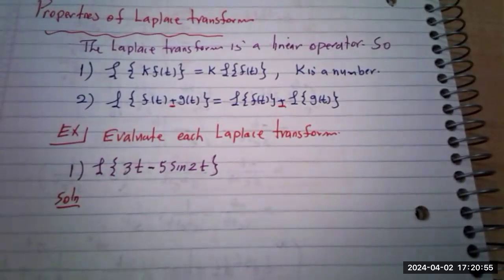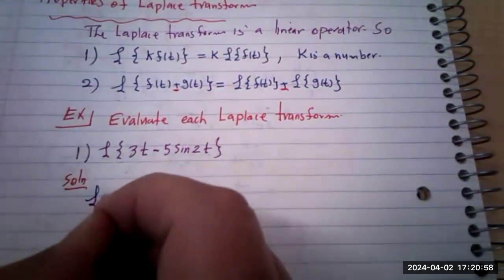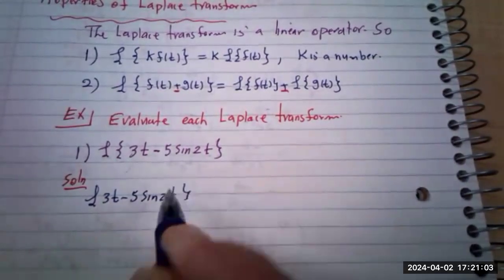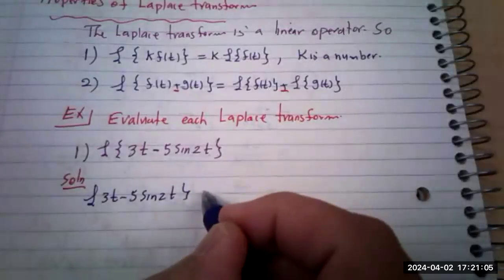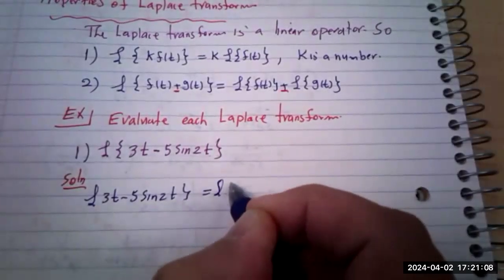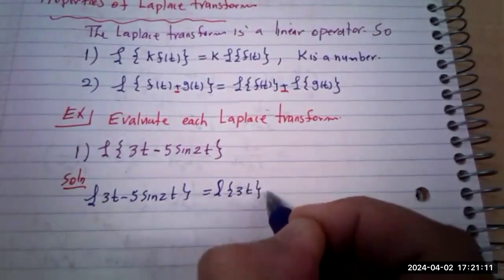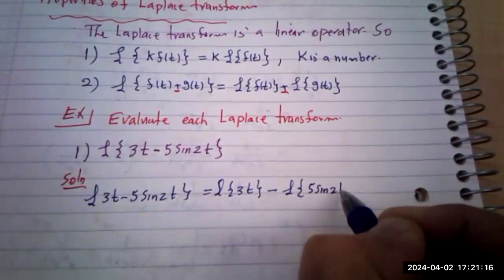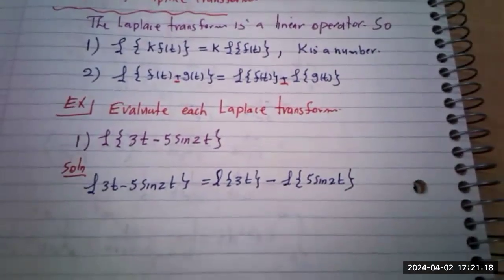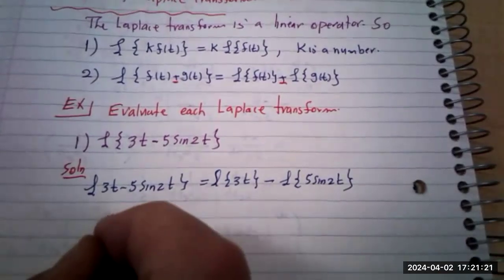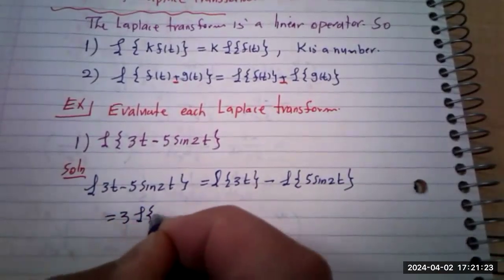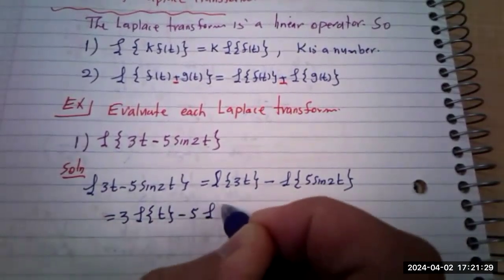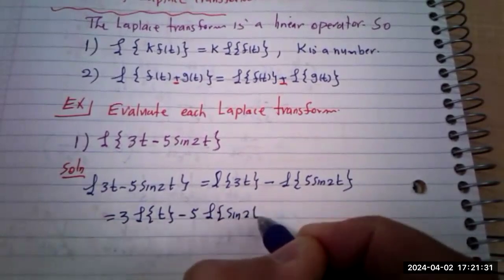So Laplace of 3t minus 5 sine of 2t. You can rewrite it as a difference: Laplace of the 3t minus Laplace of the 5 sine of the 2t. Now we can pull out the coefficients. So that gives you 3 Laplace of t minus 5 Laplace of sine of the 2t.